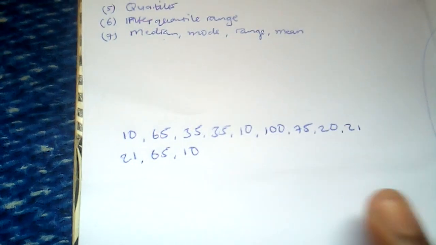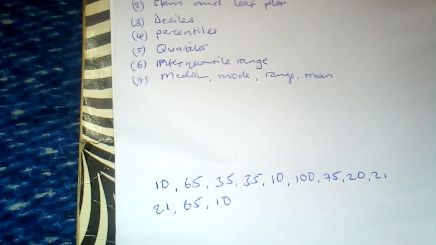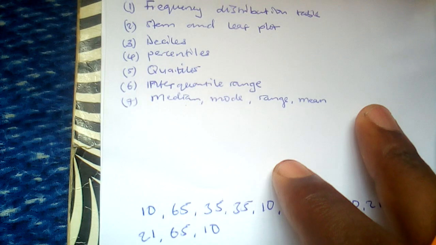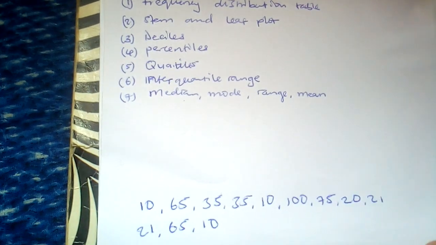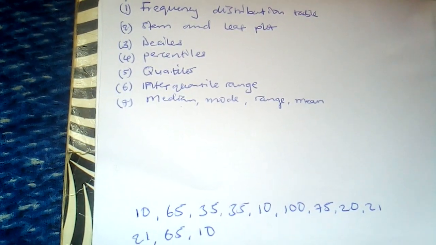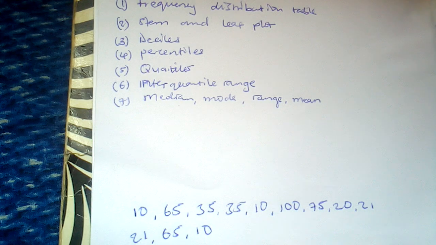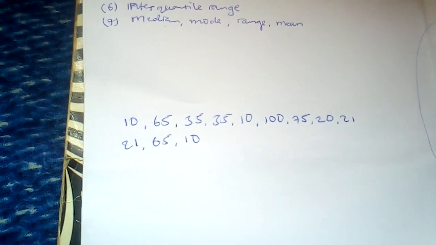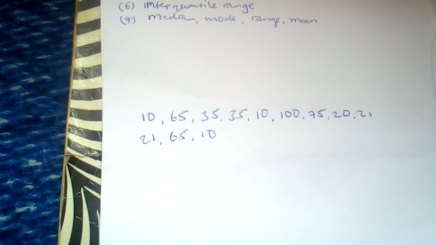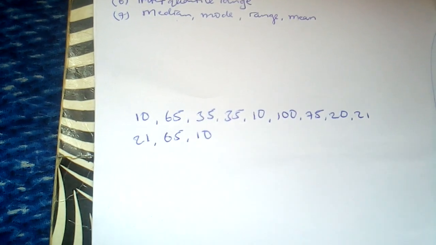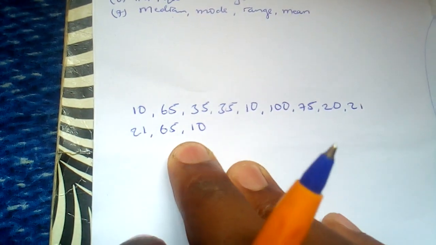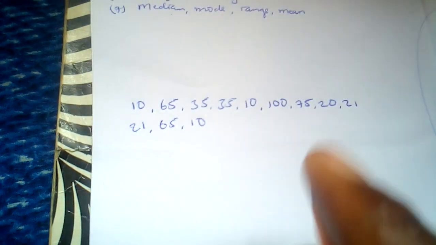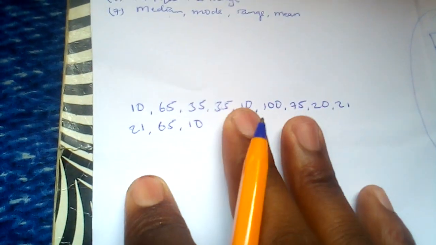So in the next video we are going to do the stem and leaf plot. I hope you understood the frequency distribution table as we do the stem and leaf plot. On the stem and leaf plot, you are going to be given different numbers. I want you to be familiar with different numbers. You may be given a different data set, which may be different from what I have here.